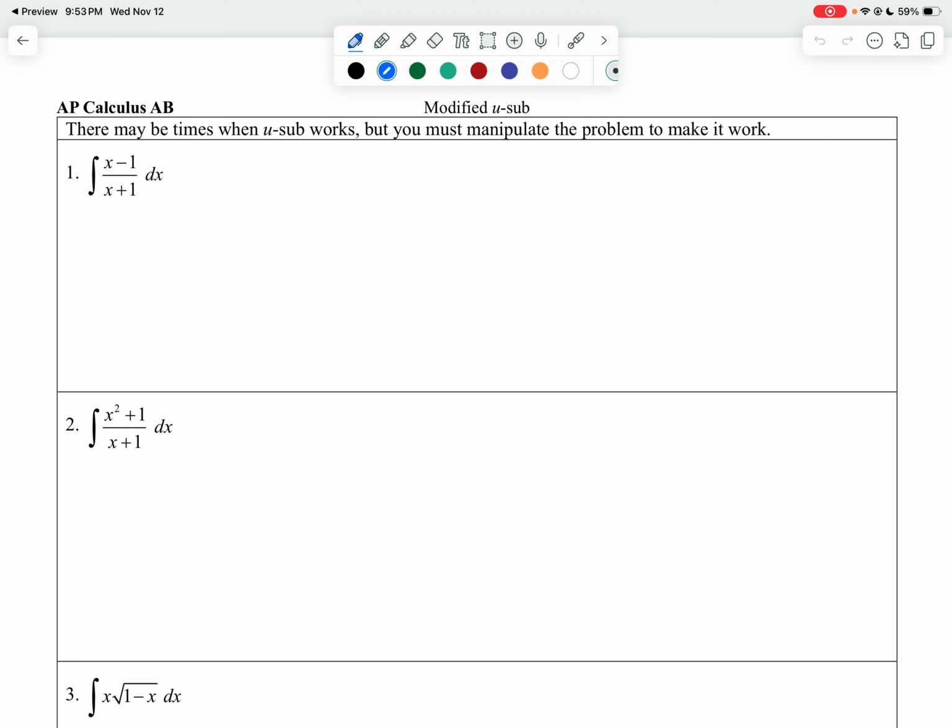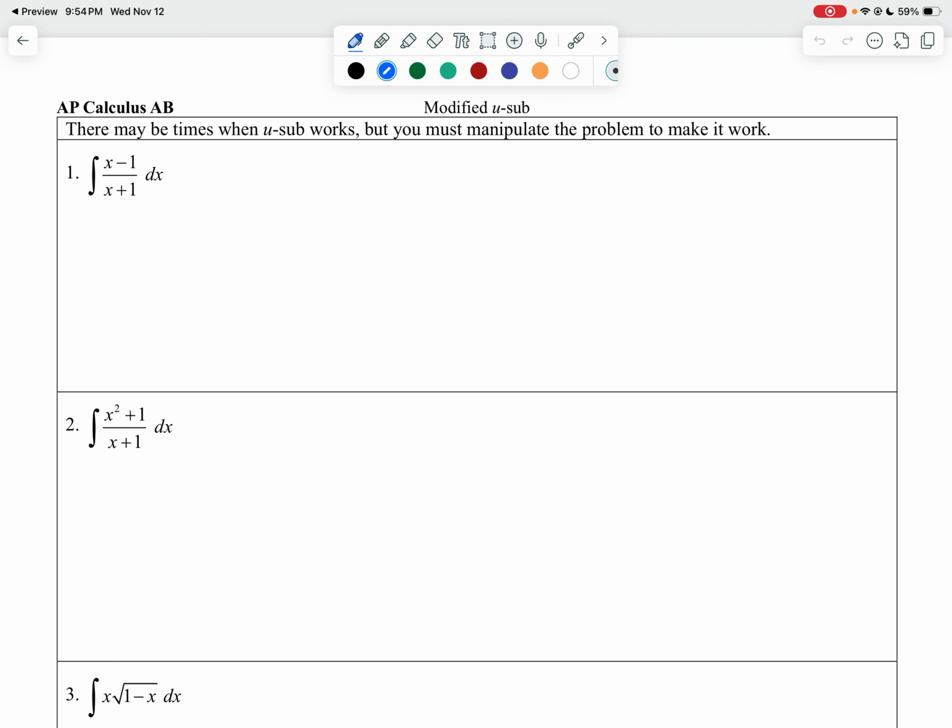Alrighty. I didn't realize that I didn't have a video for modified U sub, so we're gonna do that. Like the lesson says, sometimes U sub might work, but sometimes U sub might not work. In other words, you still have an x, but you could play around with the u so that you could figure out what x is in terms of u.